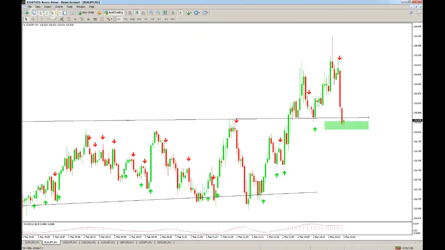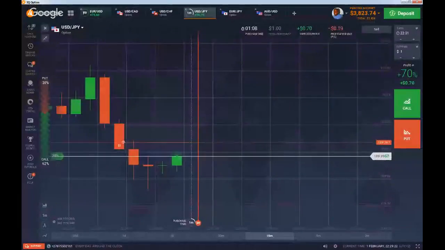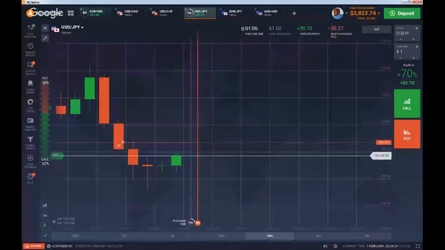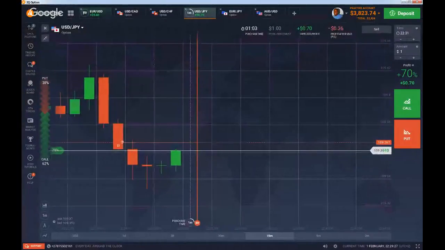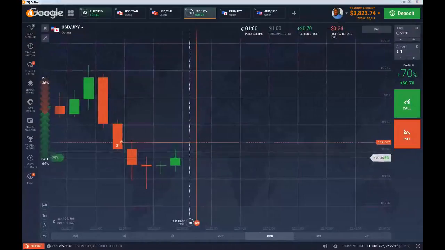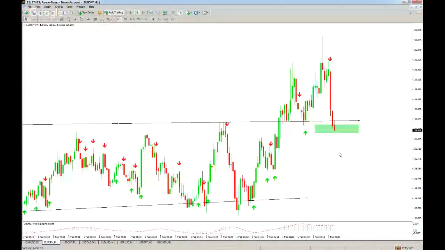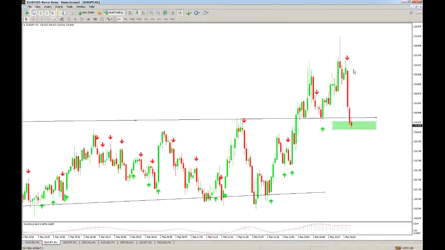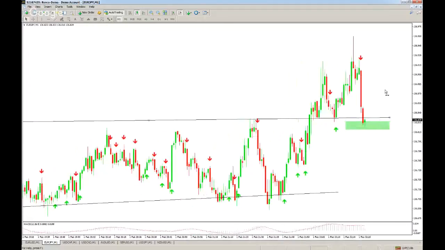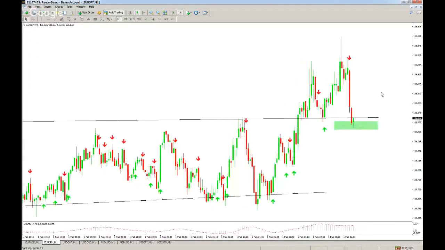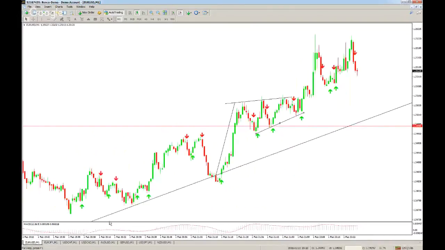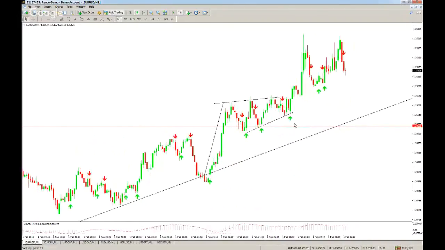Right, so let's just see how our trade is faring. We are in the money so far. Okay, so euro yen is continuing lower. Missed the signal. Euro USD, we got a signal there as well to the downside.